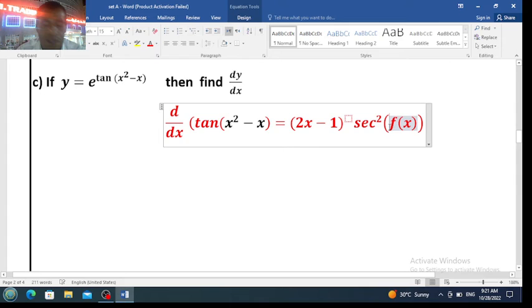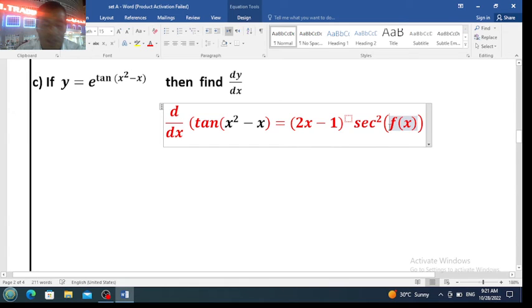Therefore, we continue. This is the correct answer, learners. I wish that you got the point, how you can differentiate this kind of function. This is the solution, learners, and try to practice other exercises so that you can also understand how you can differentiate exponential, tangent, cotangent, sine, cosine, sec, and cosine. Now we move to the next part.